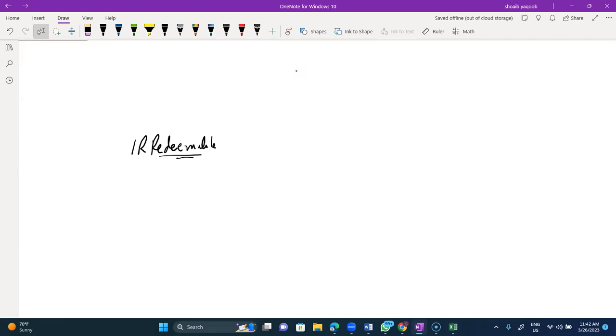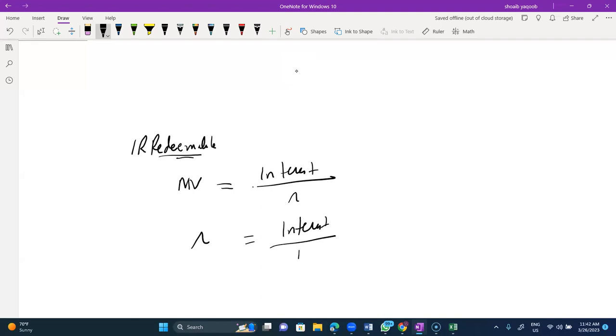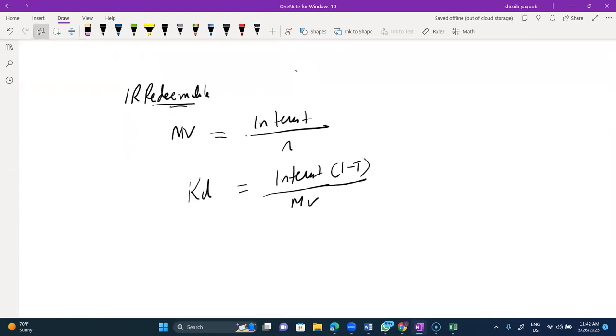So if a bond is irredeemable, that means it will pay you interest every year from year 1 till infinity, perpetually. So how to calculate its present value? Simply take the present value of interest till perpetuity. That is equal to market value. So what I have done, divide the interest with the required return, market value. And how to calculate the required return? Interest over market value. And how to calculate the KD? Simply take the after tax interest. So KD is interest into 1 minus T divided by market value.